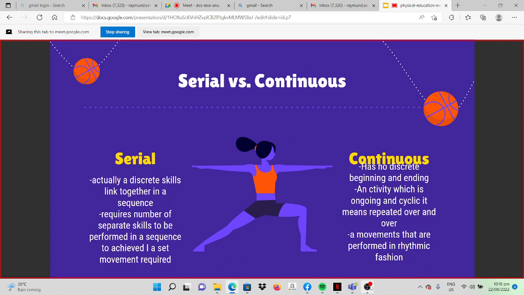And lastly, if we compare serial skills versus continuous, don't confuse them. Serial is actually discrete skills linked together in a sequence, requiring a number of separate skills to be performed in a sequence to achieve the set of movements required. And continuous has no discrete beginning and ending. It is an activity which is ongoing and cyclic, meaning repeated over and over, a movement performed in rhythmic fashion.